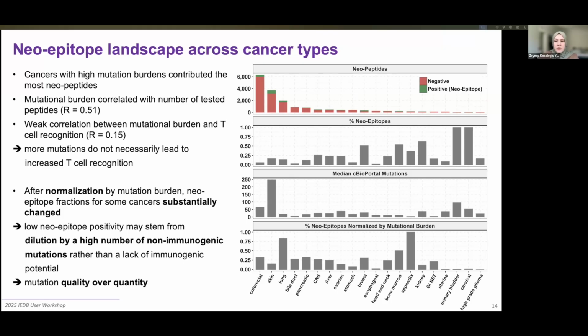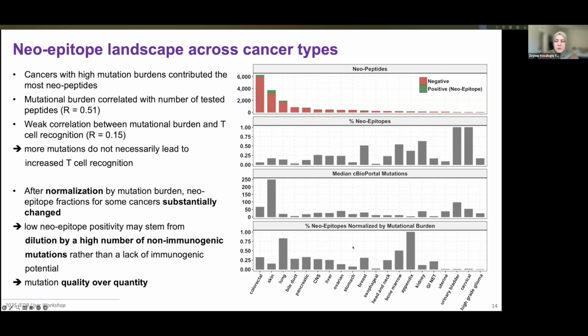So to account for the differences in mutational burden across these cancer types, we also normalized the neoepitope positivity fraction by the median number of mutations per cancer. So again, we looked at cBioPortal and checked the mutational frequency they have, and then we used this number to normalize the mutational frequencies.